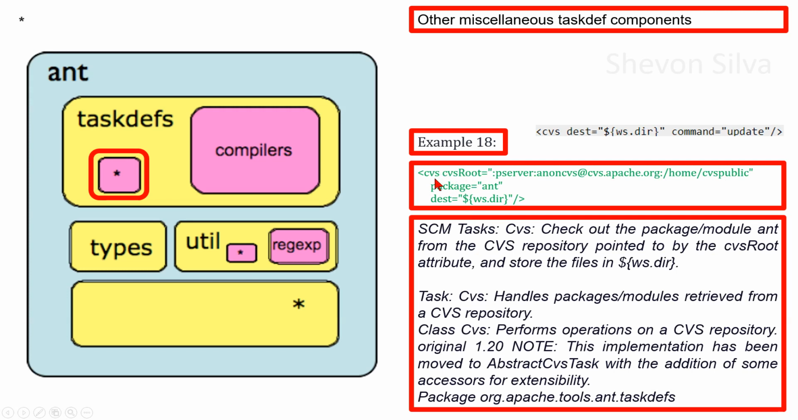With regard to the API, class CVS performs operations on a CVS repository. Original 1.20 node. This implementation has been moved to AbstractCvsTask with the addition of some accessors for extensibility. This is in the package org.apache.tools.ant.taskdefs. Here, update the package/module that has been previously checked out into ws.dir.